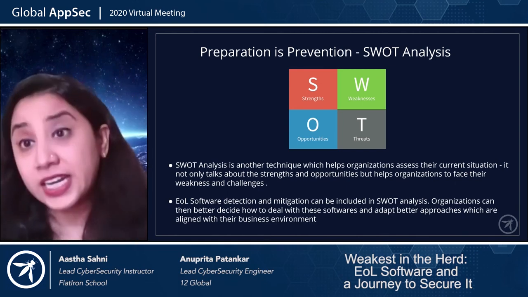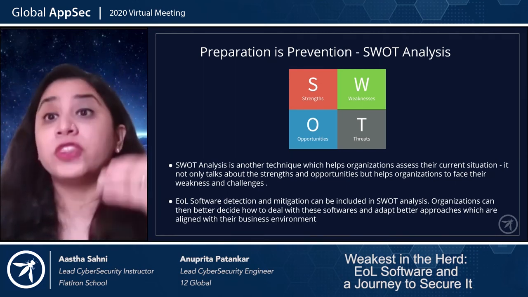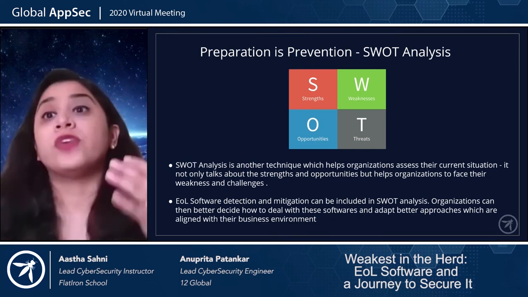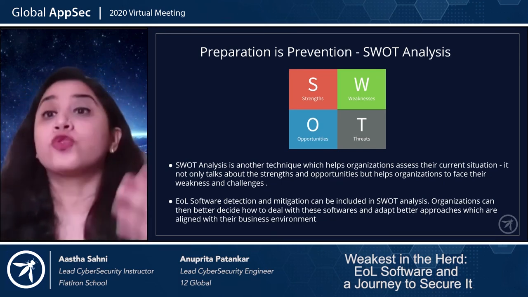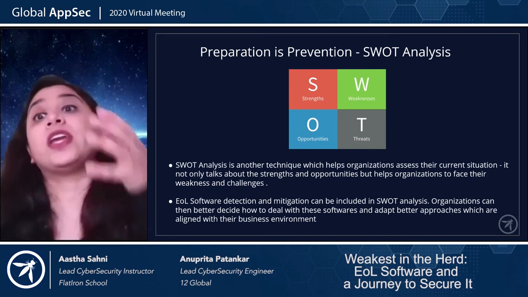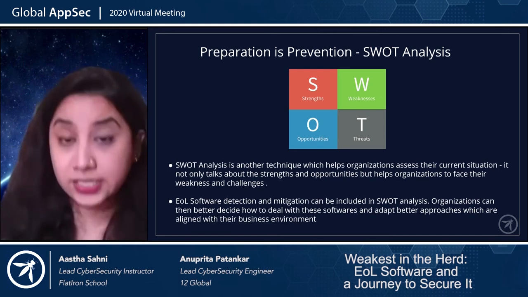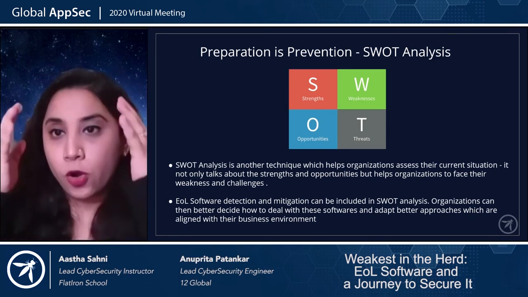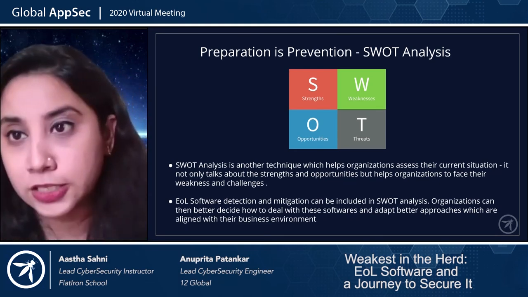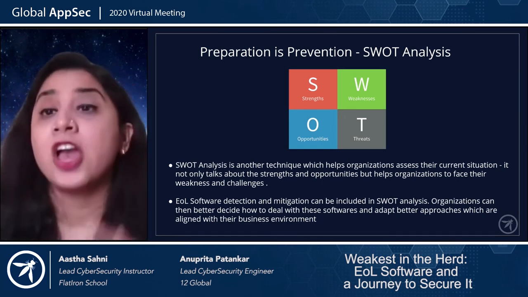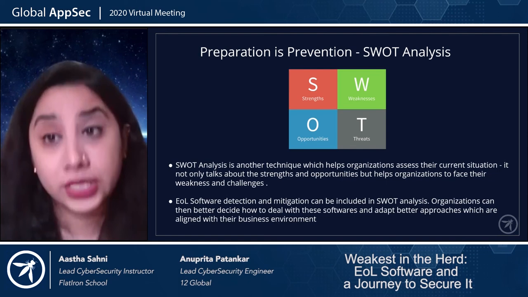And when coming to weaknesses, along with the normal vulnerabilities in our application systems and services, we can find out vulnerabilities through end of life softwares, and we can then associate those vulnerabilities with future risks and threats. Based on this SWOT analysis, we will not be just focusing on the strengths and opportunities of an organization. We'll be focusing on the weaknesses and threats as well.